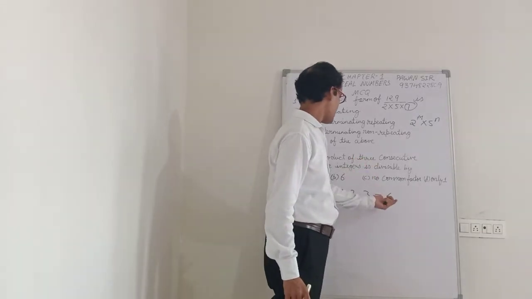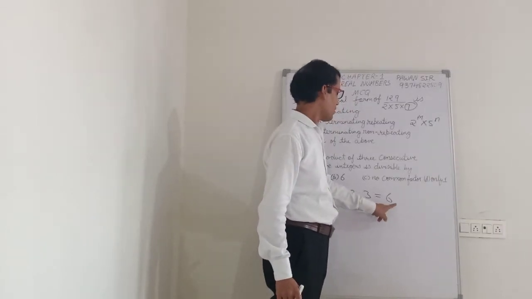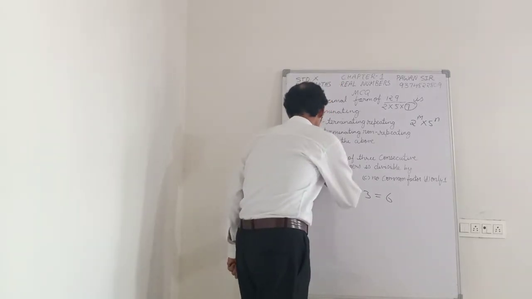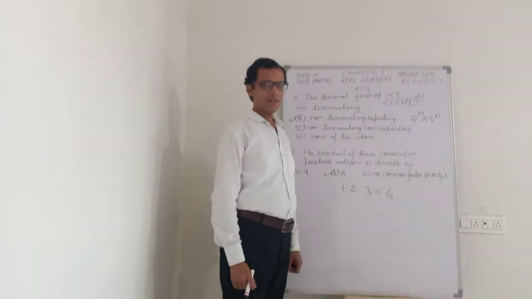Now, is this number divisible by only 1? No, it is divisible by 1, 2, 3 and 6. So your answer will be B. So this is our second question.